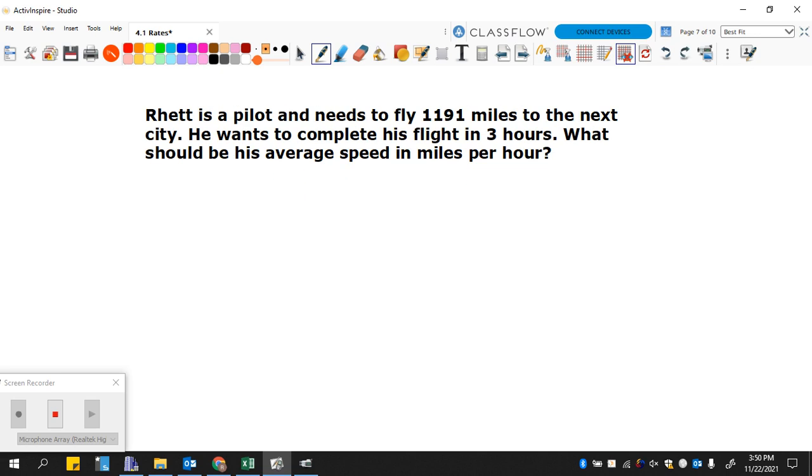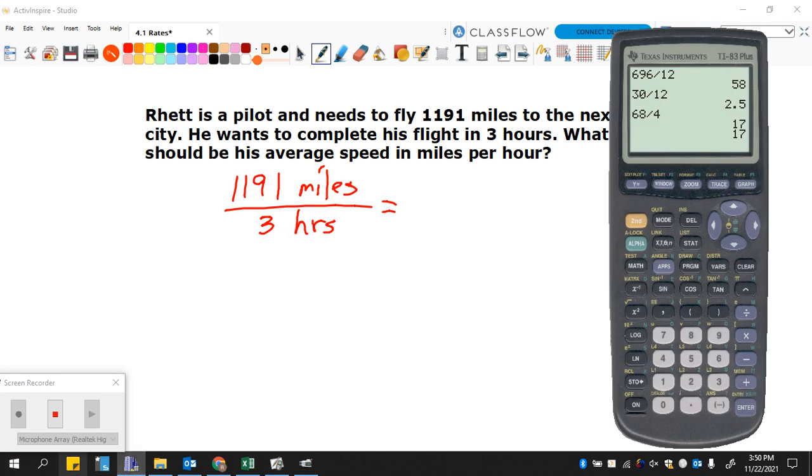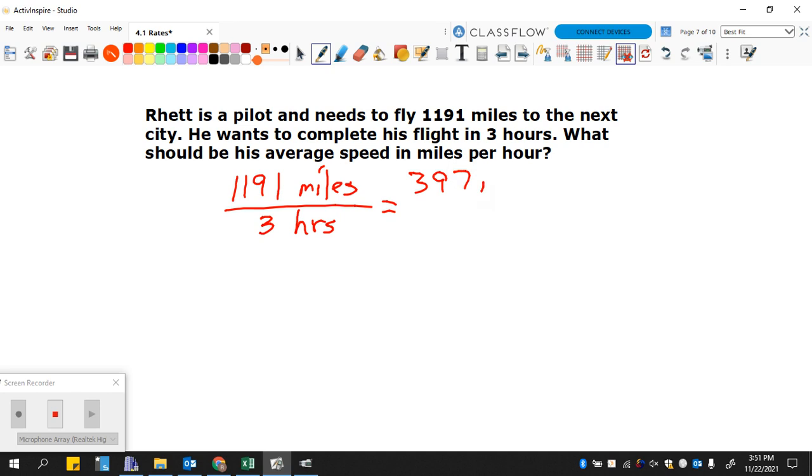Rhett is a pilot who needs to fly 1,191 miles to the next city. He wants to complete his flight in 3 hours. So what should his average speed be? So 1,191 miles in 3 hours. When we do 1,191 divided by 3, it should be 397 miles per hour.